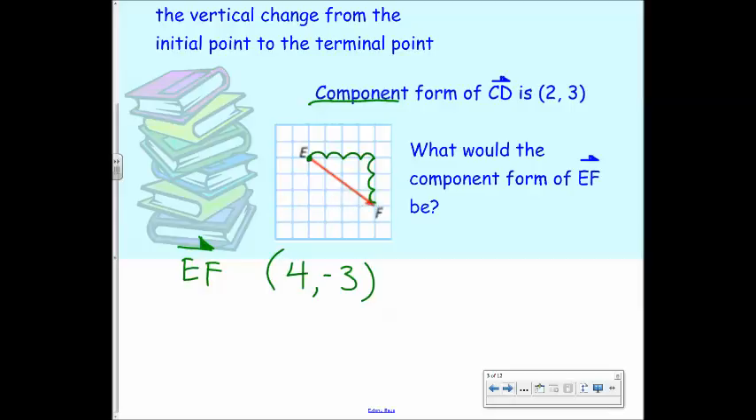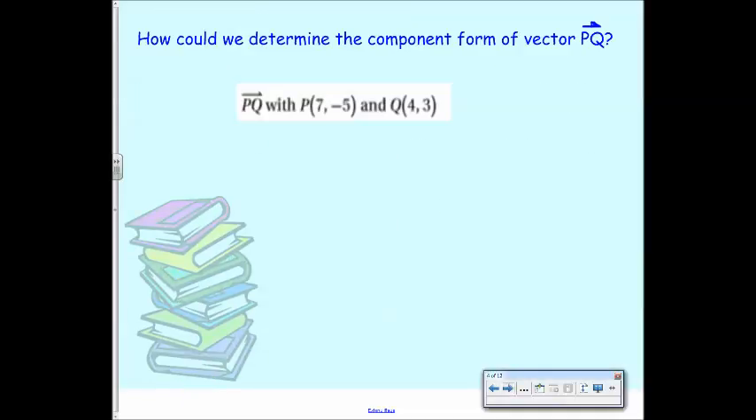Okay. How could we find the component form of vector PQ? X2 minus X1. Yeah, basically the slope formula, except you're going to do x first and then y, right? Or you could plot it and count it. I'm lazy. I don't want to do that. That's a lot of work. So instead, we're going to do x2 minus x1, comma, y2 minus y1.